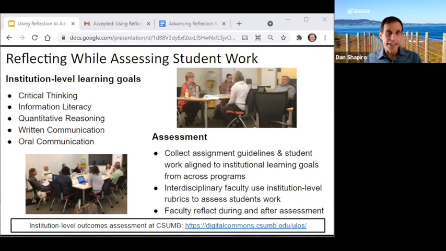student learning. And the assessment we put together involved what's becoming an increasingly common practice across higher education. We collected assignment guidelines and student work that align to our institutional learning goals from programs across the campus. We invited teams of faculty to assess student work using those institution level work rubrics.